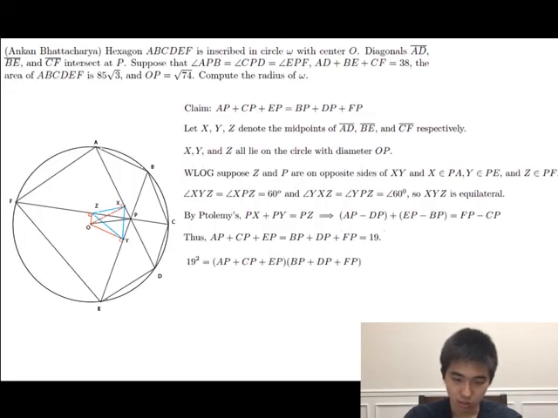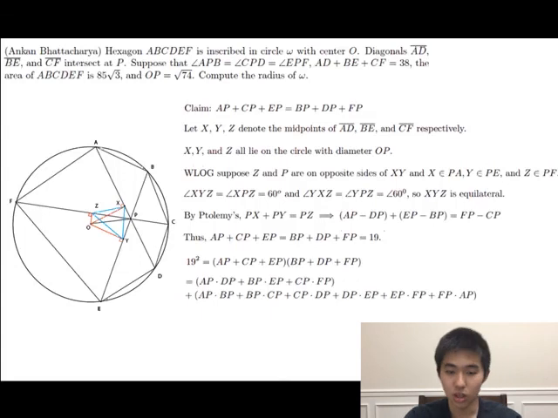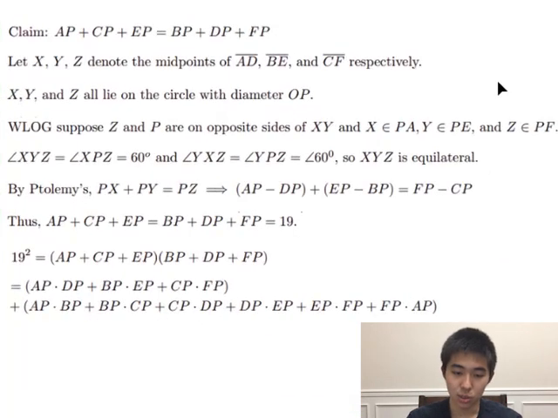So now how to continue, we have 19 squared is equal to the product of these two expressions. And if we expand this product, then we can divide it into two different parts. So AP times DP plus BP times EP plus CP times FP. And notice that each of these three expressions is just the power of the point P with respect to the circumcircle of the hexagon. And next, the other part is AP times BP plus BP times CP, all the way down to FP times AP.